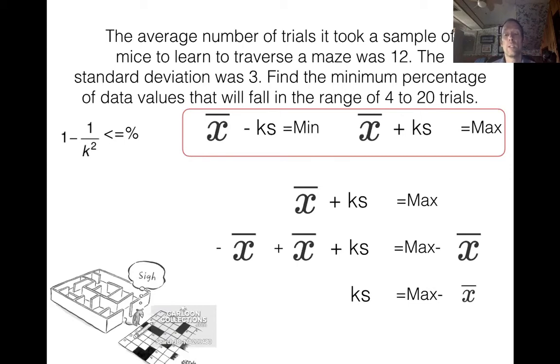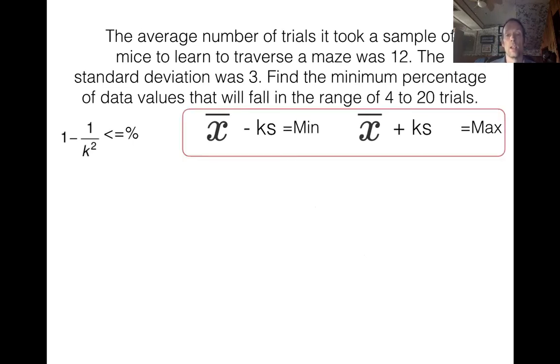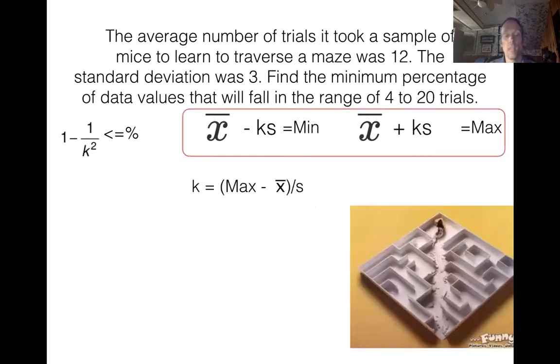Staying with the left side, ks equals maximum minus x bar. Now we have to isolate for k. So to clear out the s, we need to divide both sides by s. And that's going to tell us our k is going to be equal to the maximum minus our average divided by our standard deviation s. So now let's plug in our values. We're going to solve for k, and it's going to turn out that k equals 2.67.